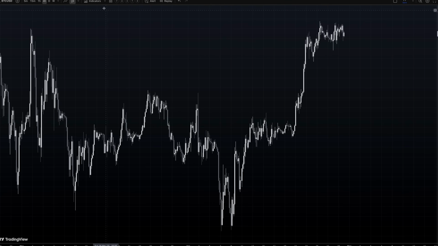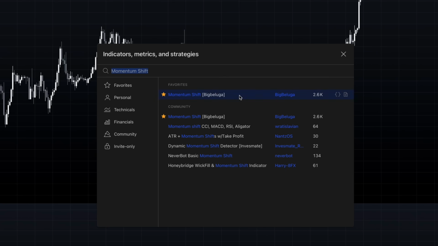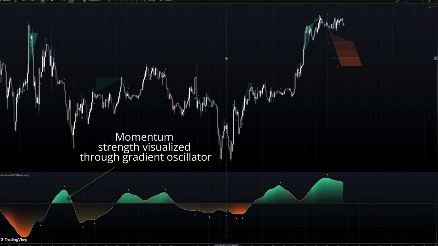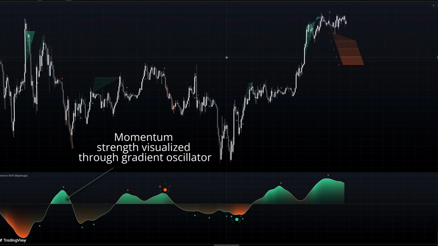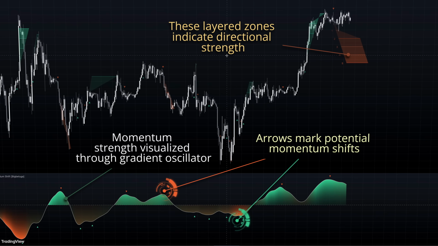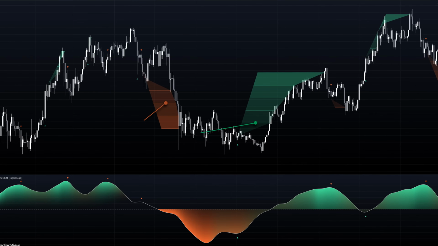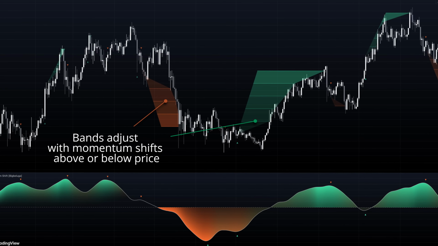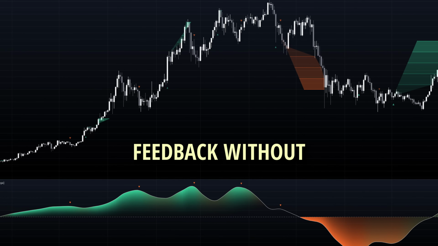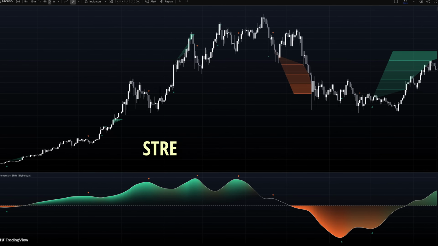The Momentum Shift Indicator by Big Beluga is designed to identify changes in market momentum using a smoothed version of the difference between current and past closing prices. It plots this smoothed momentum with color gradients to reflect strength and direction, while visually marking potential shift points with arrows and layering zones of rising or falling pressure. These zones are shown as bands above or below price, dynamically adjusting as momentum changes. The tool emphasizes clean visual feedback without cluttering the chart, offering traders a quick way to recognize when momentum may be strengthening or reversing.